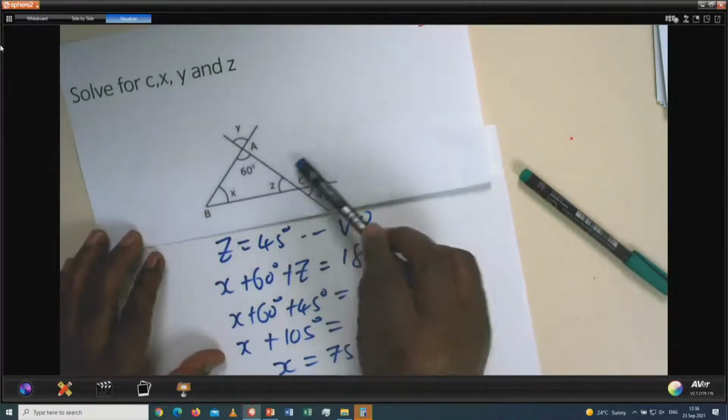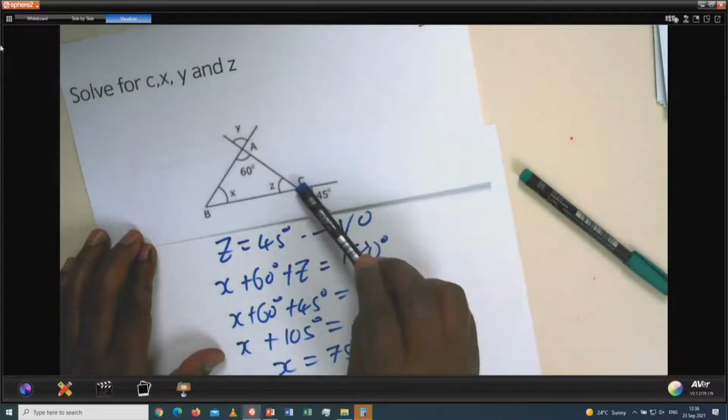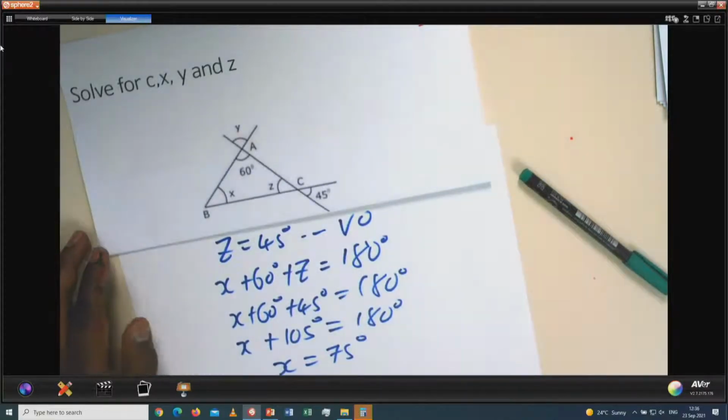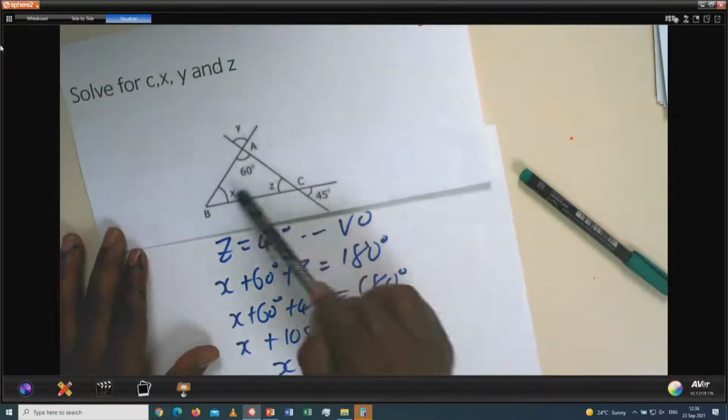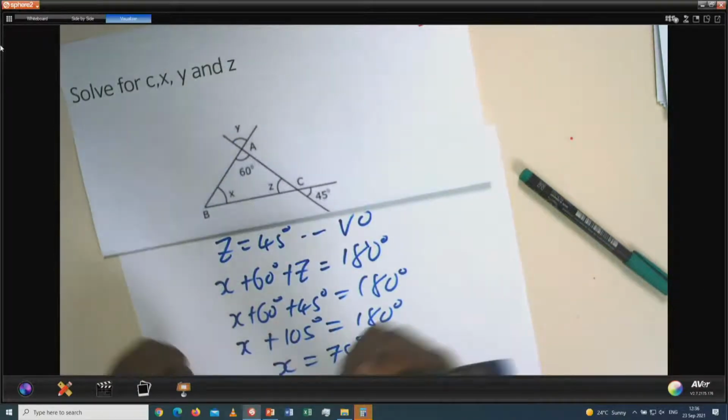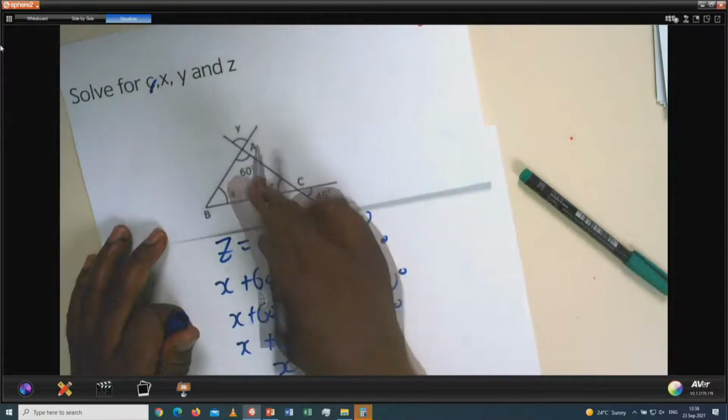And of course, that C is a straight line, therefore, that will be 145. But basically, the question was looking for X, Y, Z, not a C. Not a C, X, Y, Z.